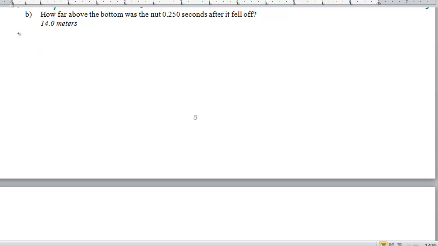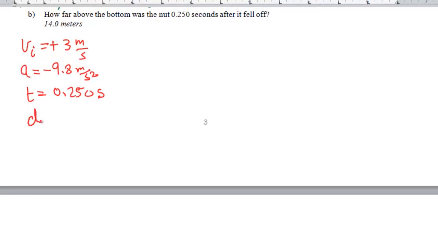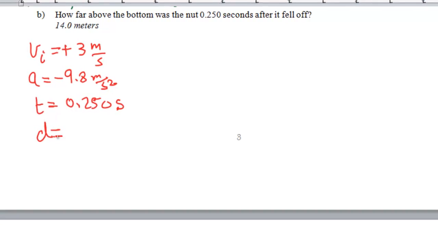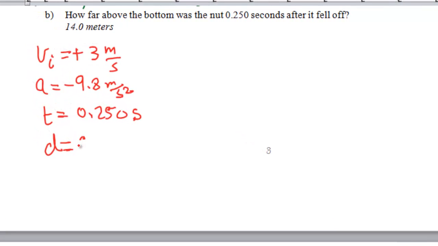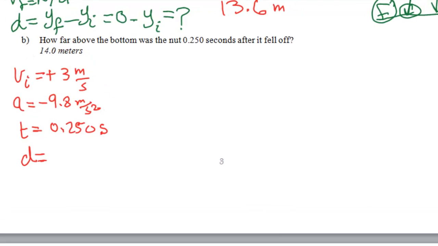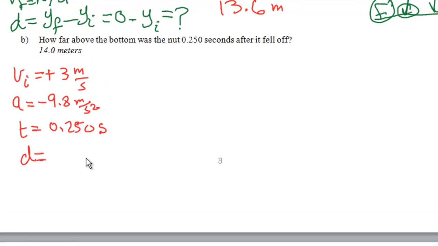changed with regard to the V initial. Still, V initial is positive 3 meter per second. The acceleration is still negative 9.8 meter per second square. The time has changed from 2 seconds to 0.250 seconds. And now the displacement is still y final minus y initial, and y final is still 0. So it's 0 minus. Now with regard to the displacement, the problem has changed.